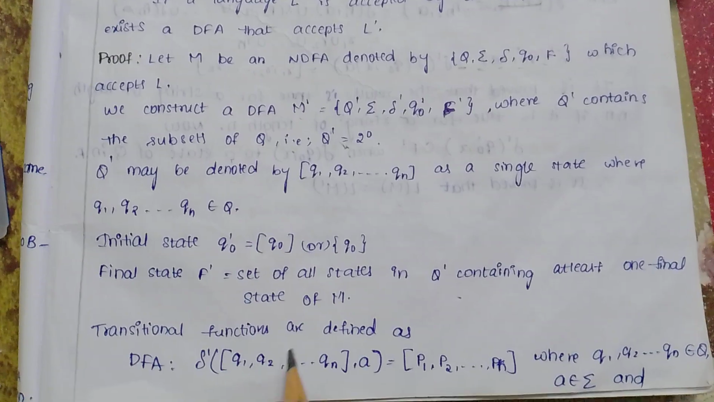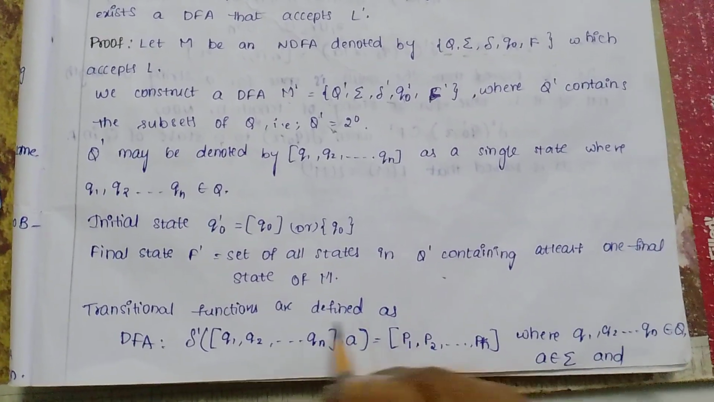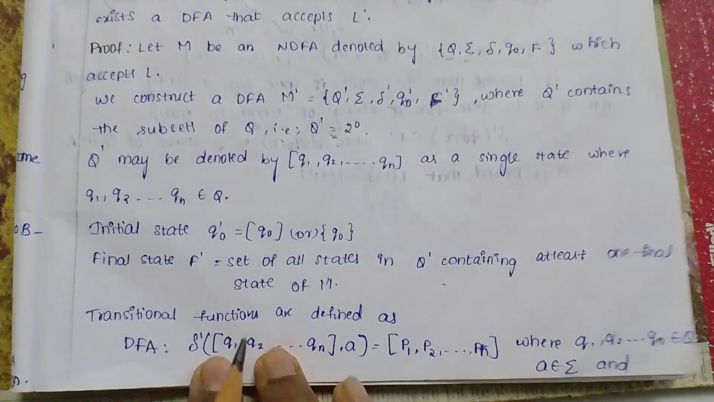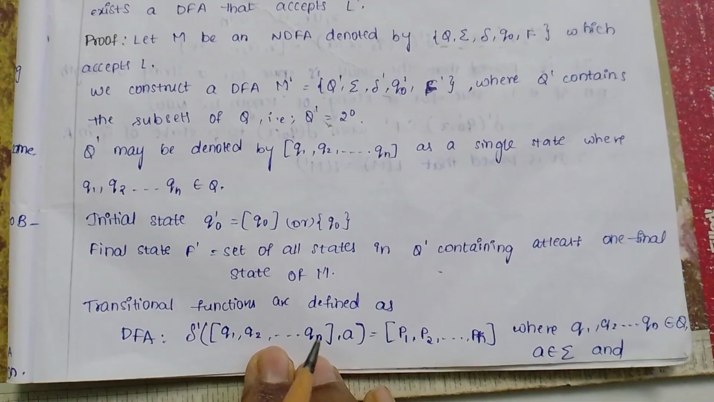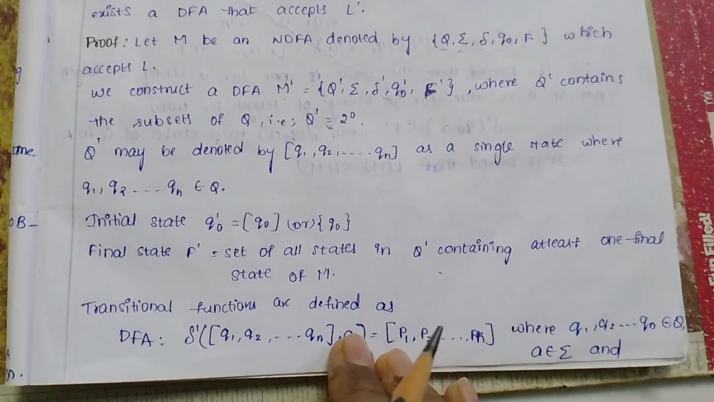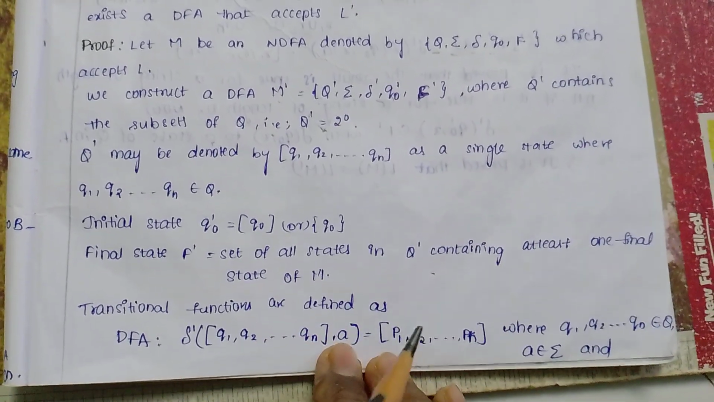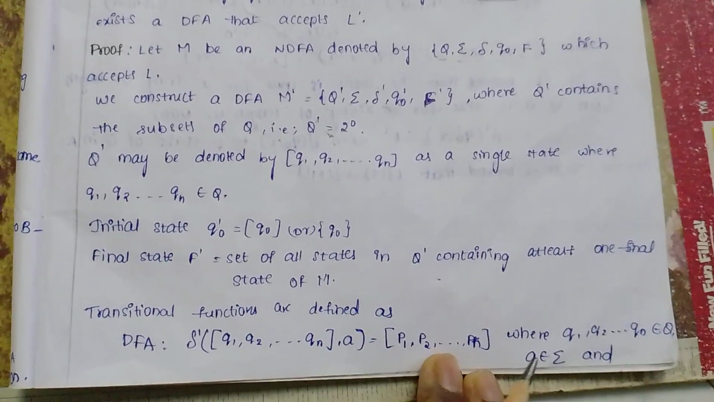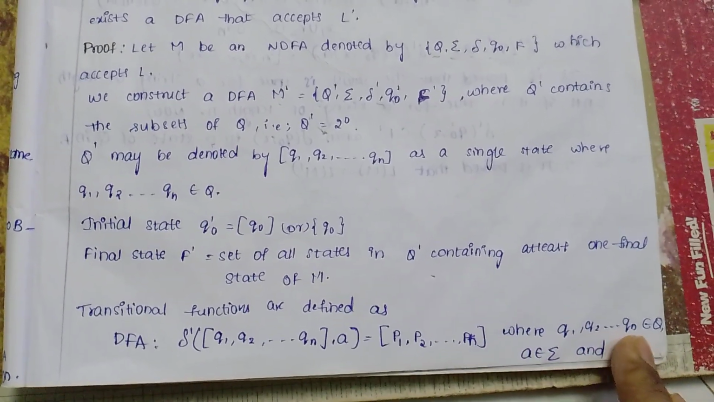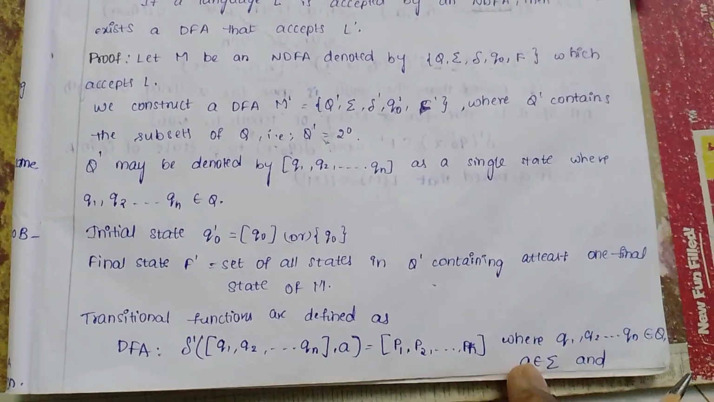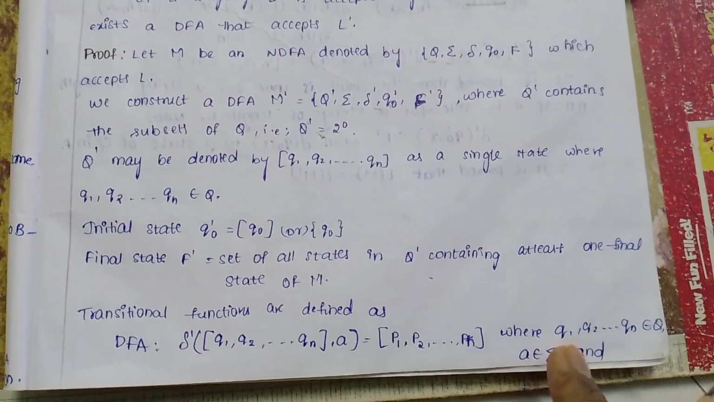Next, the transition functions are defined for the DFA: delta dash of Q1, Q2 and so on Qi, comma a, meaning with input a, equals P1, P2 and so on Pn, where Q1, Q2, Qi belong to Q and a belongs to the input symbols sigma.